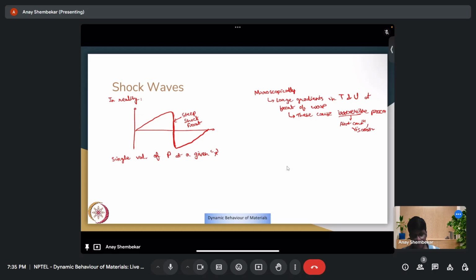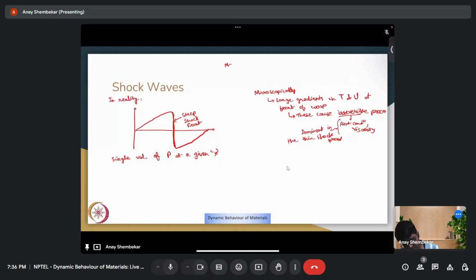These irreversible processes are dominant in the thin shock. Why are they dominant there? Because again, it's due to the large gradients. Because of the large gradients, whatever heat conduction has to happen, as well as the large gradient in velocity, whatever viscosity effects have to be seen, those will be much more pronounced at the shock front itself.